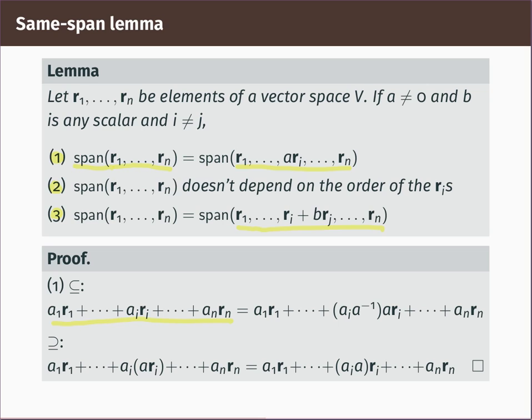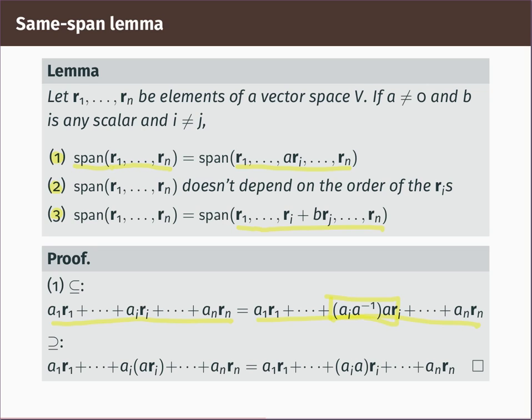But we can rewrite this. Because the scalar a is non-zero, we could rewrite it like this. So the only thing we've changed is the coefficient of Ri. And in fact, we haven't changed it at all. We've simply rewritten it in a different way.